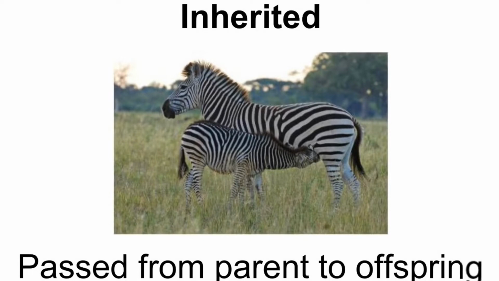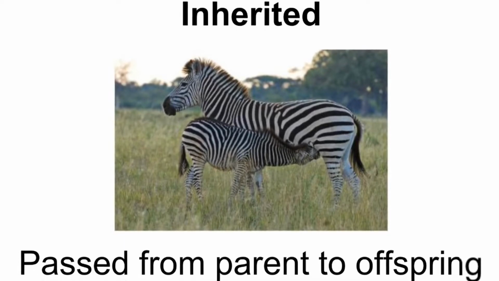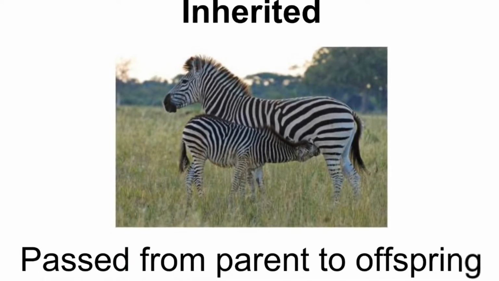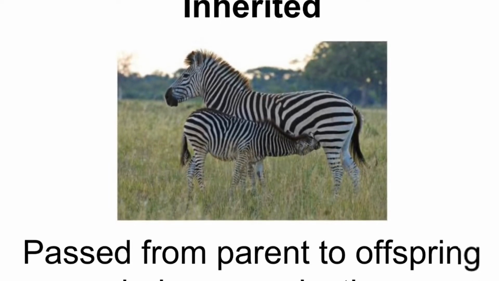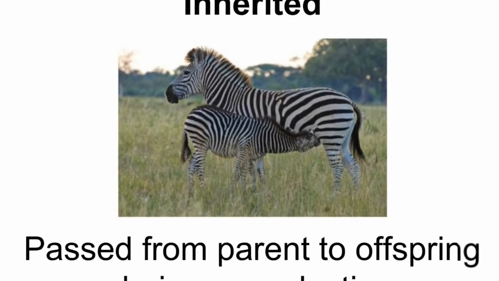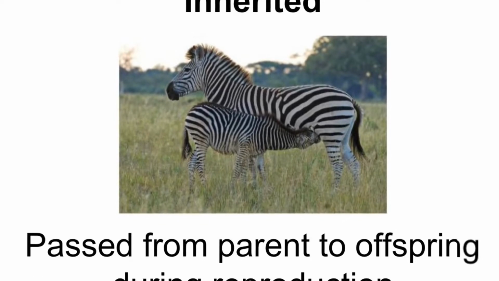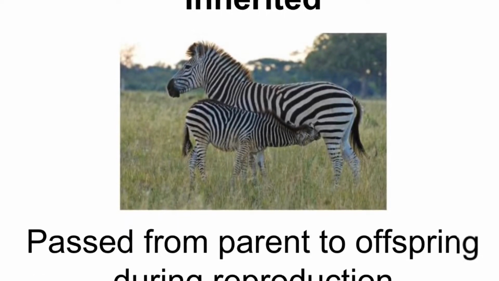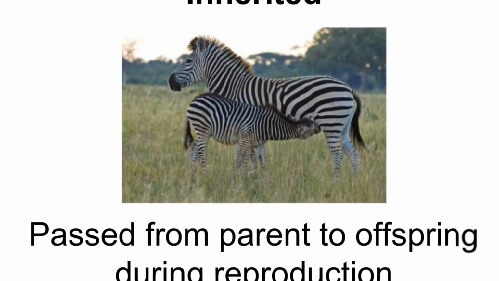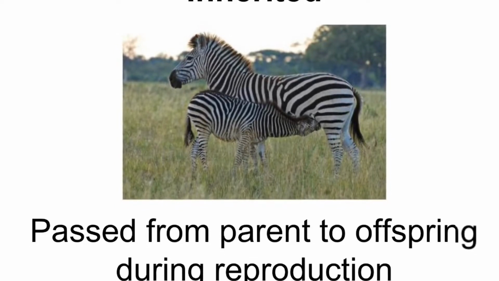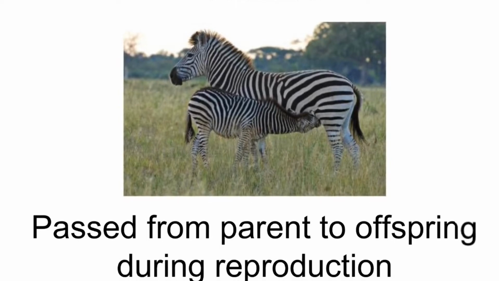Our next vocabulary word is inherited. Inherited: passed from parent to offspring during reproduction. What you got from your parents. Something that you inherited from your parents. Remember to pause this video each time you see the vocabulary words so that you can catch up and actually understand each one of them.